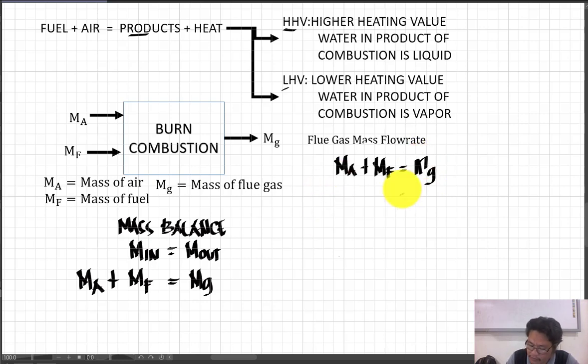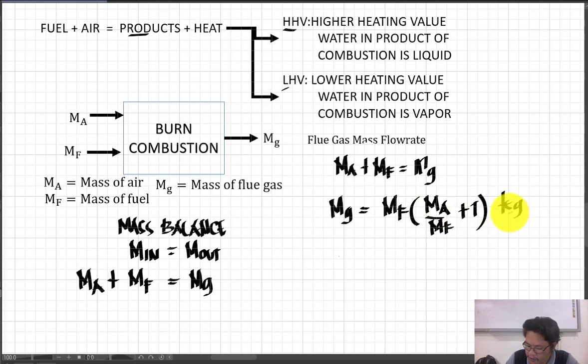So we can rewrite our equation. Your mass of flue gas will be equal to the mass of fuel, multiplied by the ratio of mass of air to mass of fuel, plus 1. This is in units of kilogram per second, so that is a mass flow rate. You will notice if you distribute, this is just another form of representing the equation in terms of mass of air and mass of fuel, the ratio of mass of air and mass of fuel. This is the same value that we have here.